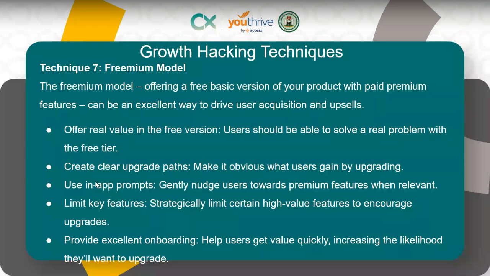Or rather, the feature can be that it doesn't contain ads, right, and things like that. Some people just don't like apps that have ads. So maybe because of that, they would want to upgrade. So things like that. Use in-app prompts to gently nudge users toward premium features when relevant. Limit key features strategically: limit certain high value features to encourage upgrade. So the real high value features are left in the premium version.